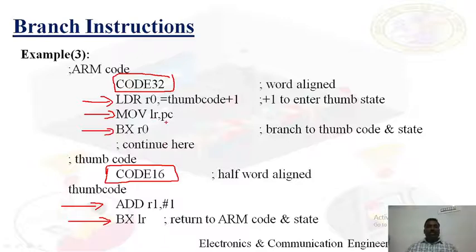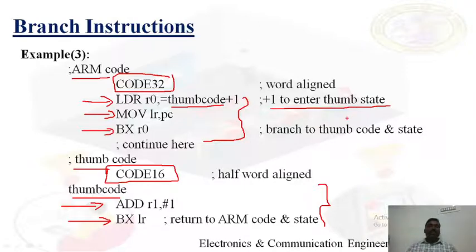Now our aim is to change the state from ARM state to Thumb state. Assume that this is ARM code and this is Thumb code. ARM instructions, how many are here? There are 3 instructions. Now in this instruction, LDR R0, =thumbcode+1, it's a load constant instruction, which will be covered later. This instruction loads the address of thumbcode plus 1.